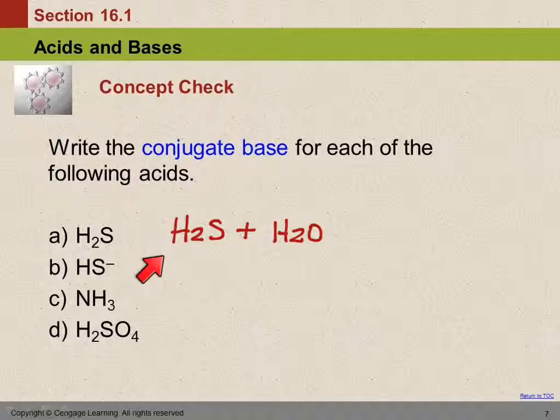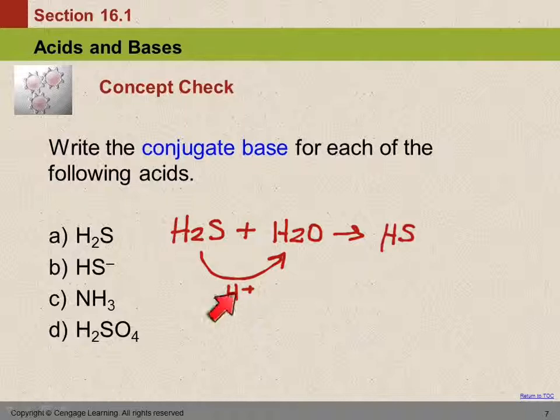It loses a hydrogen ion, right? So we could go like this. A hydrogen ion gets transferred from the acid to the base. So what's that going to look like? If we subtract a hydrogen ion from this, instead of H2, we're going to have H, right? HS, because we've lost one hydrogen ion.